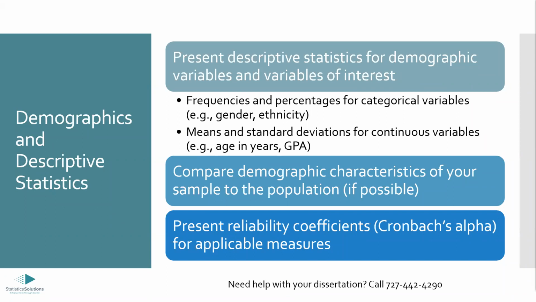If possible, you may want to compare the demographic characteristics of your sample to your population of interest. So if you do have information from the larger population in terms of, what's the breakdown of males versus females in this population? What's the breakdown of ethnicity in the population? What's the age range in this population? If you have that information, you can compare the descriptive statistics for those demographics for your study to the population to give your reader a sense of how representative your sample is to that population.